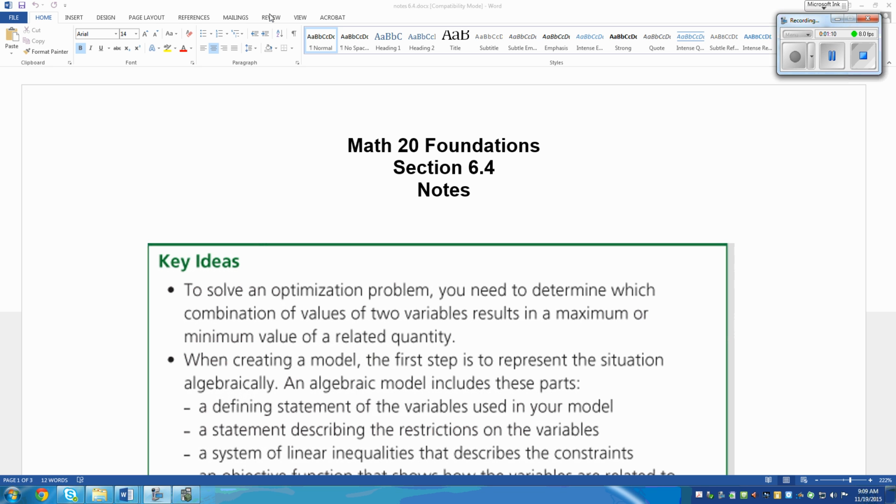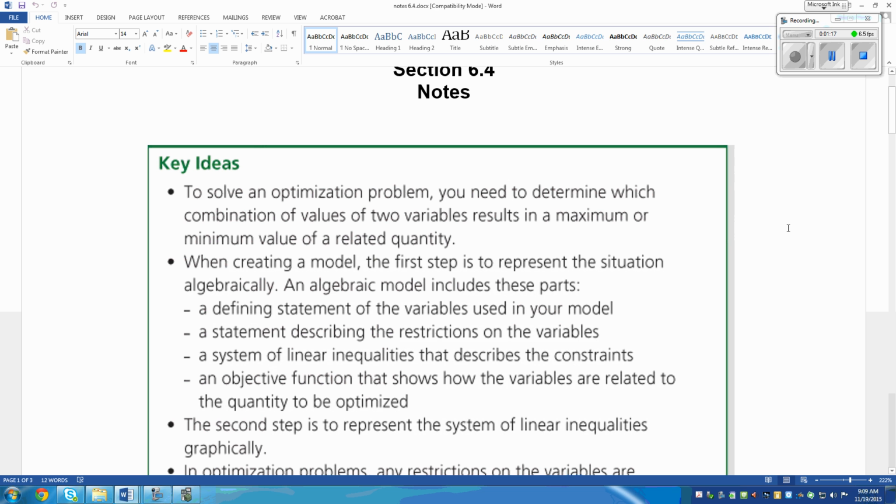So let's take a look here. 6.4. To solve an optimization problem, you need to determine a combination of values between two variables. We always have an X and a Y, but in words, sometimes there are ham sandwiches and egg sandwiches, remember? You're not going to write ham sandwich and egg sandwich all the time. We don't like that. We're going to write it in X's and Y's, okay?